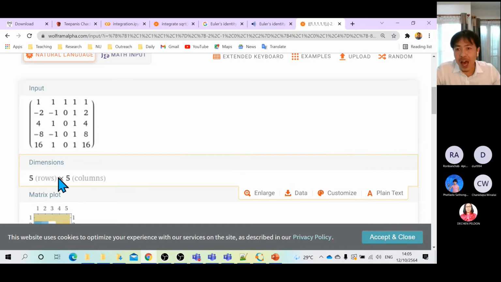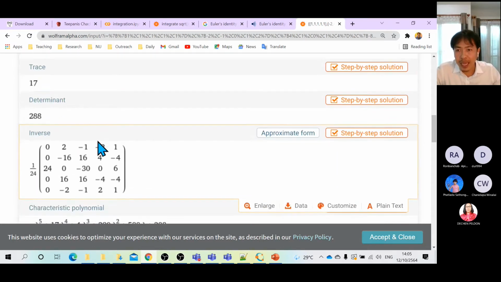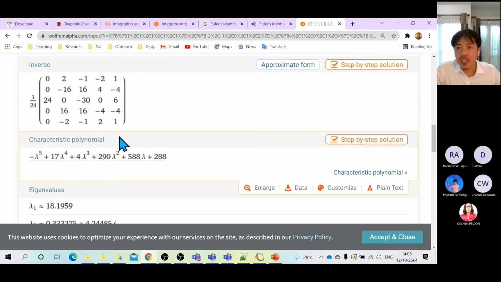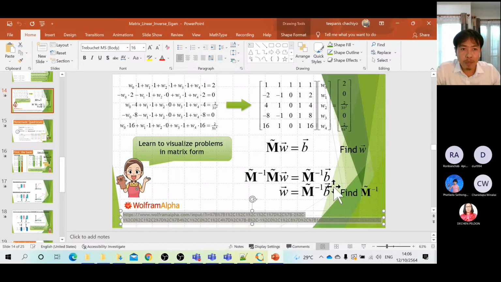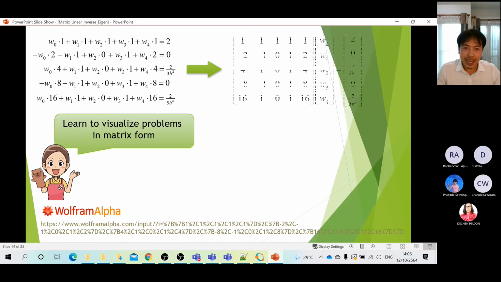It tells me it's 5 by 5, the dimension, the determinant, and the inverse. Very good. Now we know the inverse of this matrix. We simply multiply that inverse by the B vector, and you get back the W. Very simple. Or you can use Python, or Fortran, but I like to use Wolfram Alpha because it's free and it's very good.